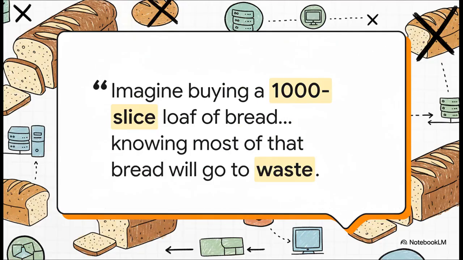And this analogy from our source material absolutely nails it. Imagine going to the store for bread, and your only choices are a tiny 2-slice pack or a massive 1,000-slice loaf. If you need bread for a family of 4, you have to buy the giant one. Most of it's going to go stale, but what other choice do you have? That is exactly what was happening with internet addresses.